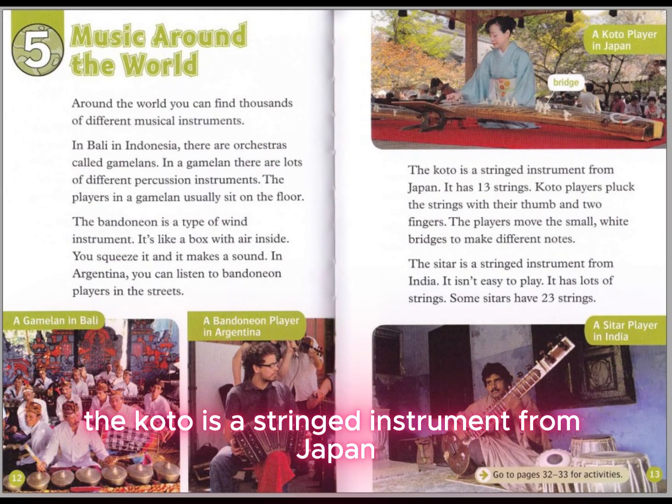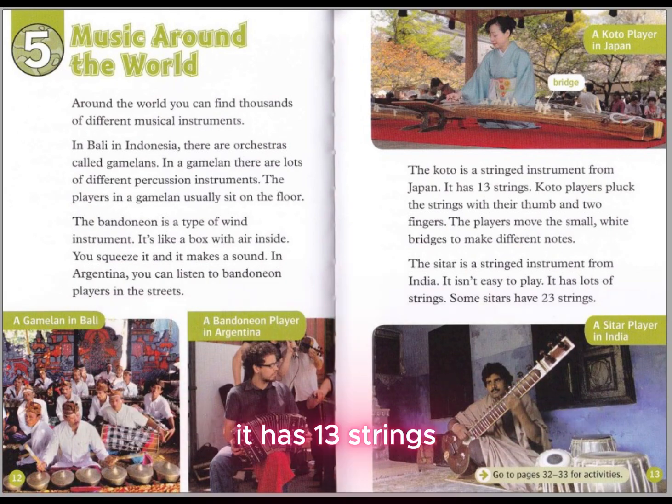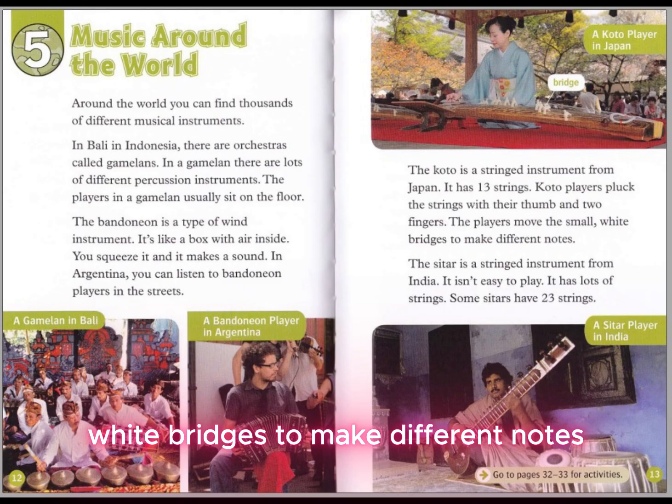The kota is a stringed instrument from Japan. It has 13 strings. Kota players pluck the strings with their thumb and 2 fingers. The players move the small white bridges to make different notes.